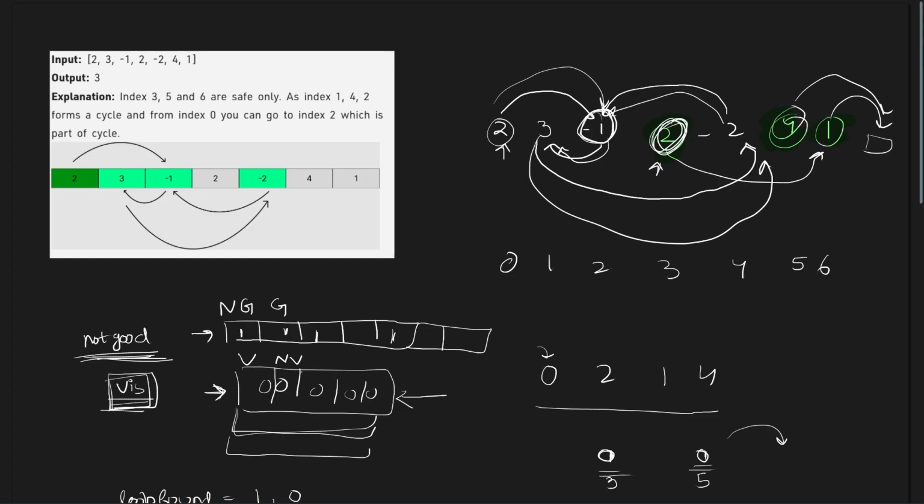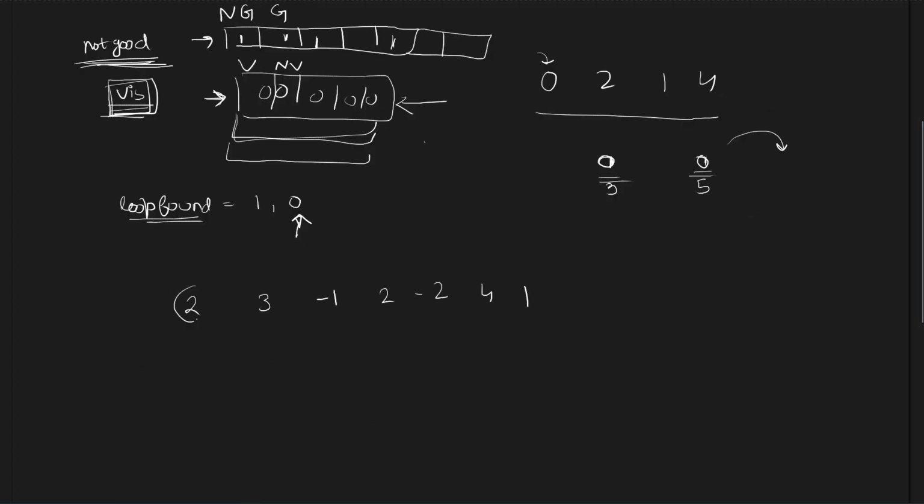2, 3, -1. I start my loop from here, right? I go to here, I mark it as visited. This is visited, this is visited. Then I mark this as visited, then I mark this as visited. And when I go to -1 back again, I see that this is already visited. So I have found a loop. I'll trigger my loop found variable that my loop has been found, right? And I'll just return from here. So I'll not update these values. Again, I'll reinitialize my loop found variable with 0.